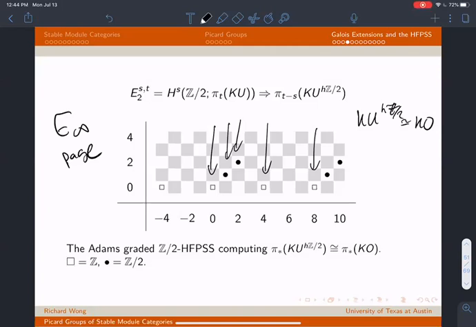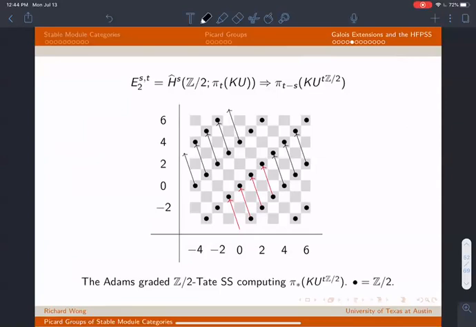So why did I calculate the homotopy fixed point spectral sequence first? It's because this maps into the Tate spectral sequence. And so we can import differentials and import classes, which will give us enough information to compute the Tate fixed points.